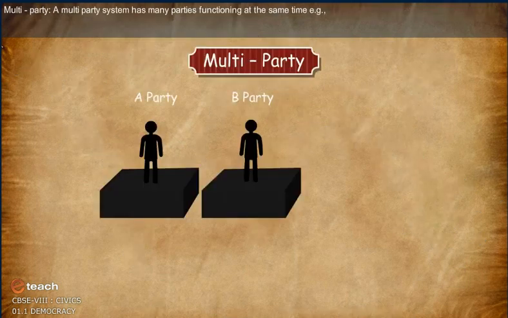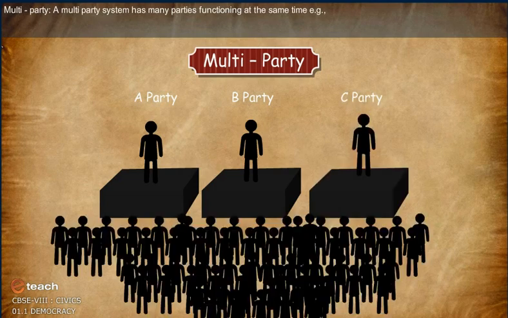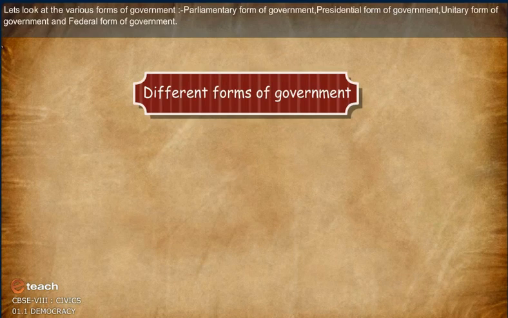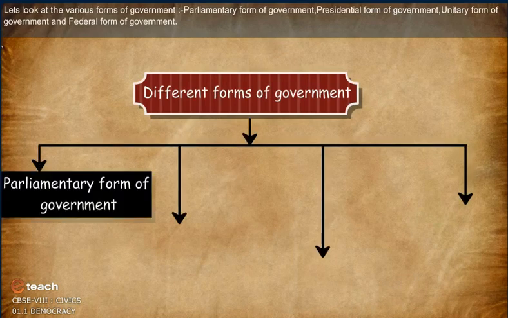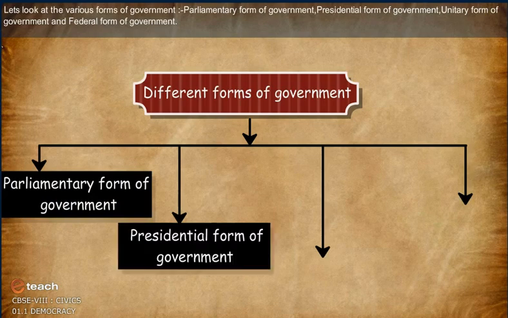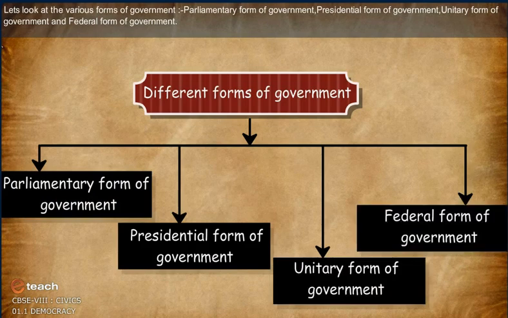Multi-party. A multi-party system has many parties functioning at the same time. In multi-party, the government is formed by the political parties and can be brought down by political parties. Let's look at the various forms of government: parliamentary form of government, presidential form of government, unitary form of government, and federal form of government.